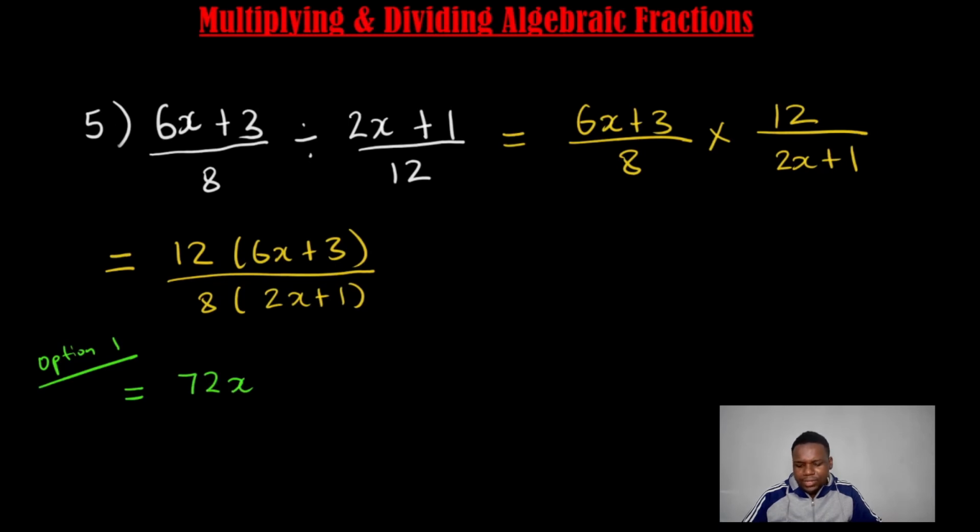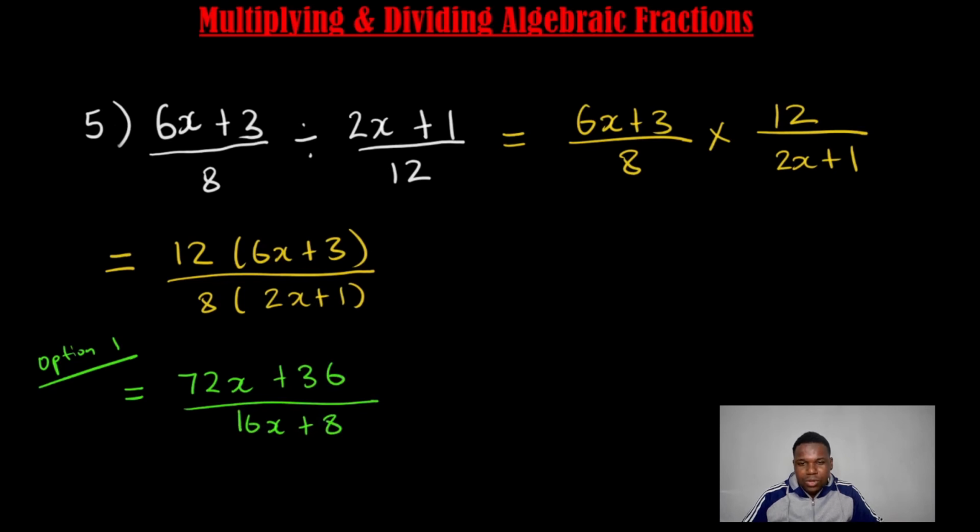So let's go ahead and do that. When we multiply the 12 by what is in the bracket, we'll have 72x plus 36 as the numerator, and for the denominator we'll have 16x plus 8, and that is by multiplying the 8 by the 2x plus 1. And when we are looking at the factors, we cannot simplify anything here because what we have is an expression.